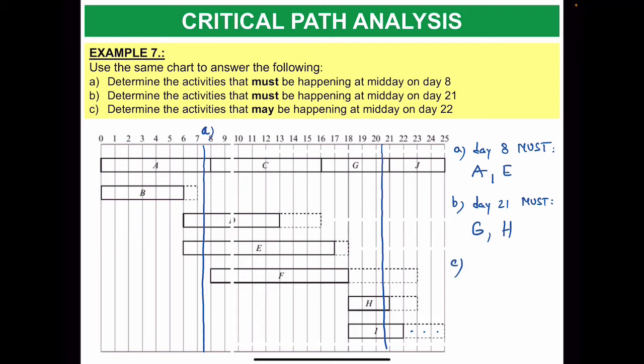And then the last one, day 22, midday 22, that's the last line here. And I want to find out the activities that may be happening. So J must happen, F may happen if I move it all the way there to the right, and then H may happen, and I must happen there, yeah, because either way you can escape the last blue line. So on day 22, the activities that may be happening are F and H.